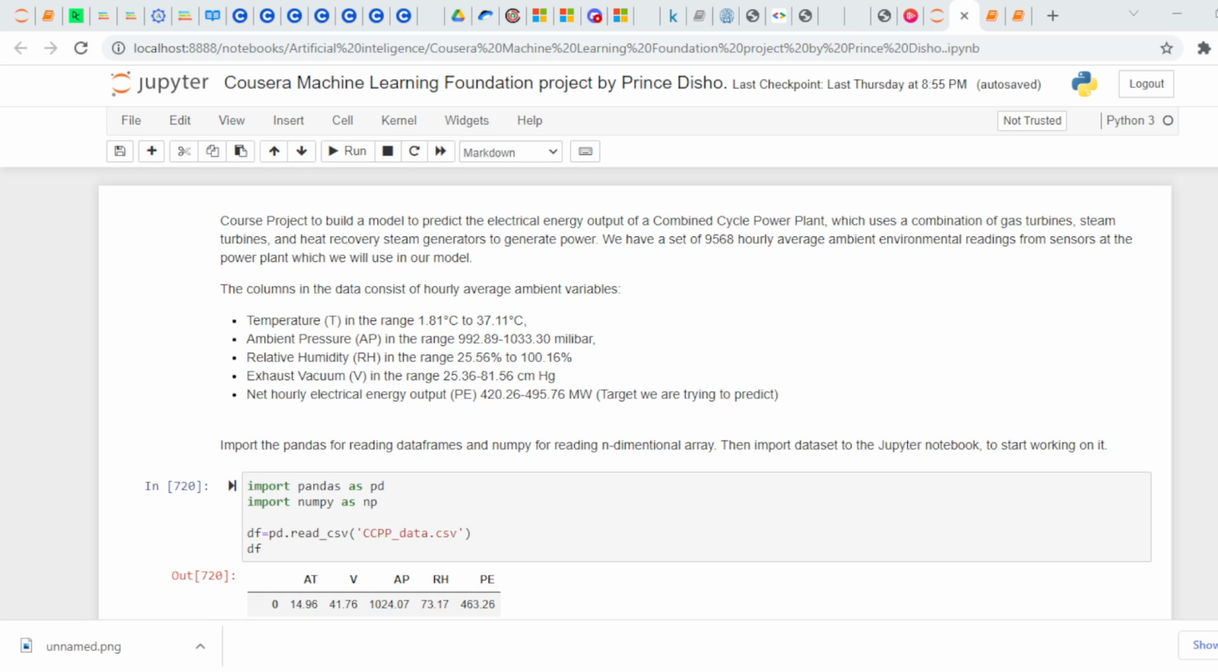I'm Dishan Otieno. I have a machine learning project whereby I'm predicting the electrical power output from a combined cycle power plant. From the description, we have been given temperature, ambient pressure, relative humidity, and exhaust vacuum as our input features, and we have been given electrical output PE, which is our target variable that we are trying to predict.